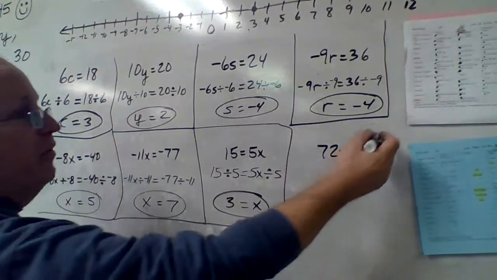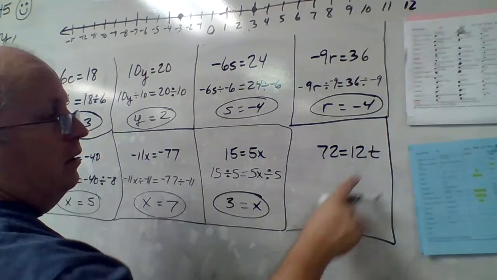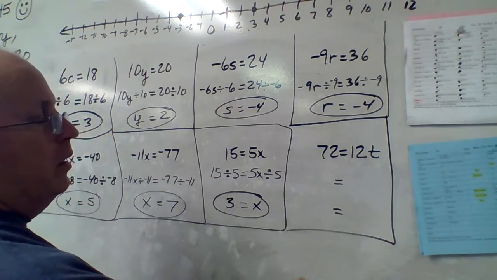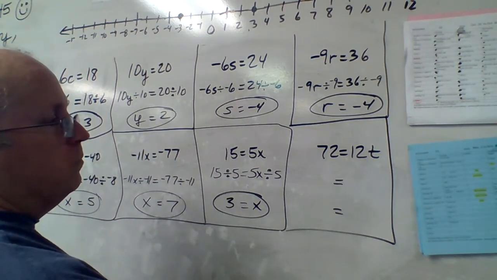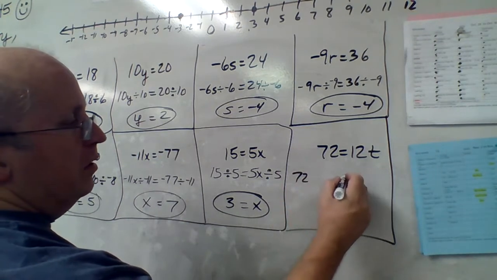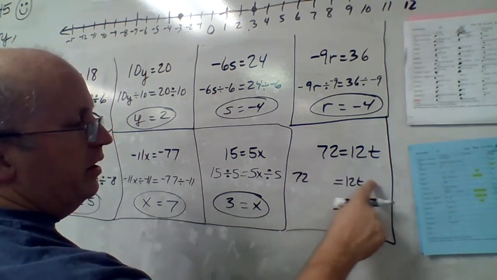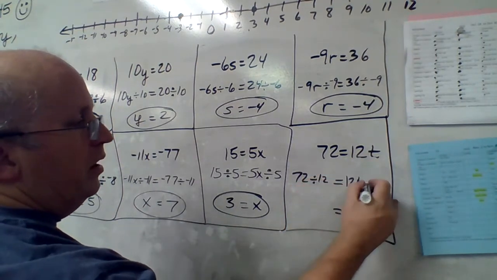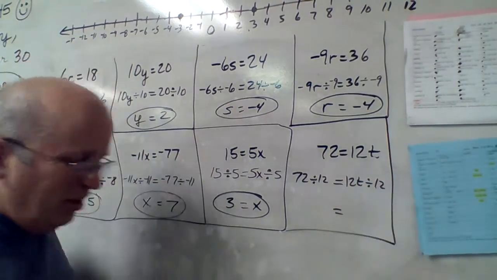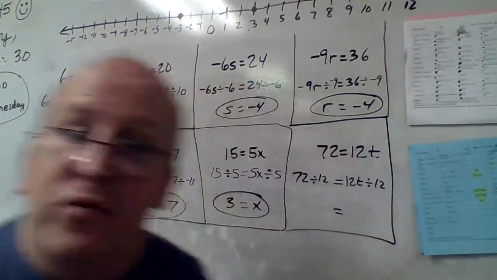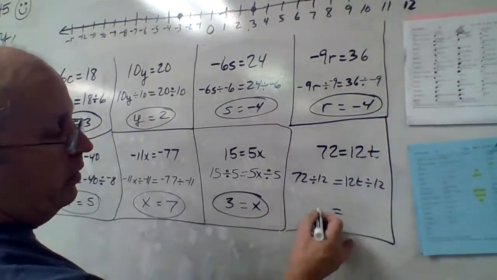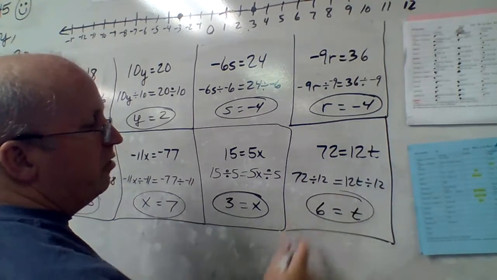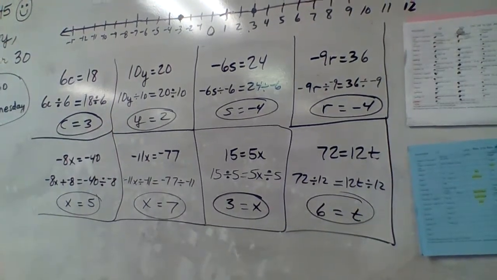Here's one you could just solve if you knew your math facts real well, right? What number times 12 gets you to 72? But we're still going to show the work. Okay. I'm going to rewrite the problem, leave some space here and here. What's the opposite of multiplying by 12? How about dividing by 12? And we're going to do it to which side of the equation? Both sides of the equation. And what do we get on this side? We get a 6, and over here we get a t, because multiplying by 12 and dividing by 12 cancel each other out.